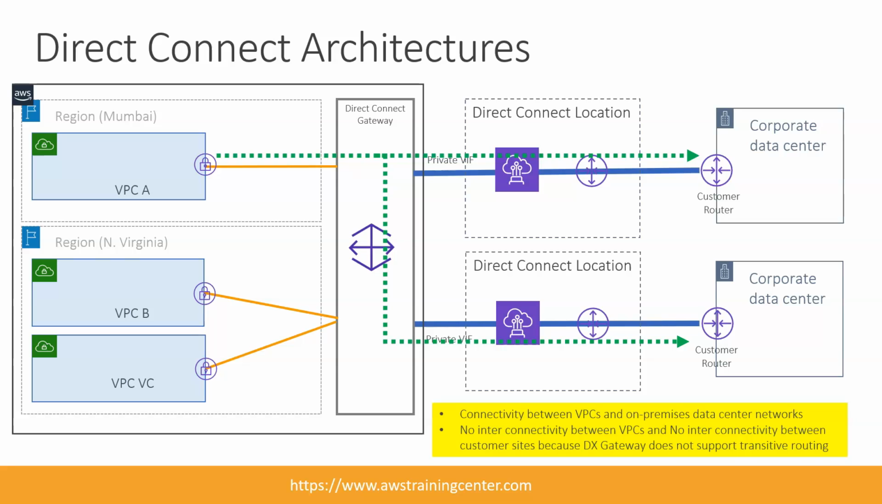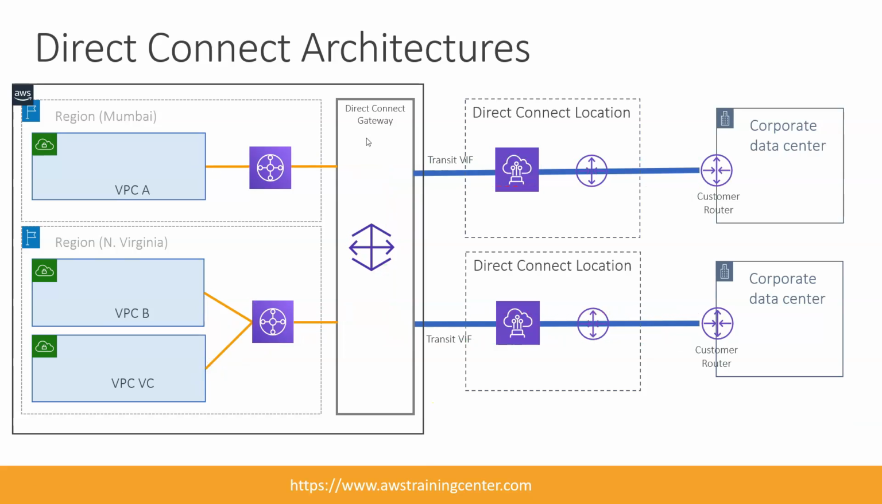But if you look at the problem in this architecture, these VPCs cannot communicate with each other. So a VPC in Mumbai cannot communicate with a VPC in North Virginia. And this is because the Direct Connect gateway doesn't provide transitive routing, which means this traffic cannot flow. And if you also want connectivity between corporate data centers, this is also not possible if you connect both of these corporate data centers to the same Direct Connect gateway. So we know this architecture may work for you, but not in all cases, right?